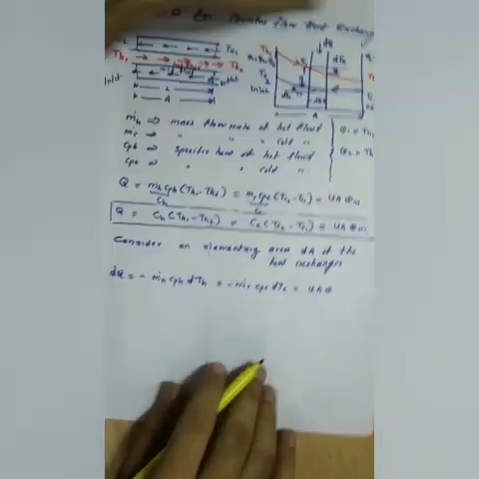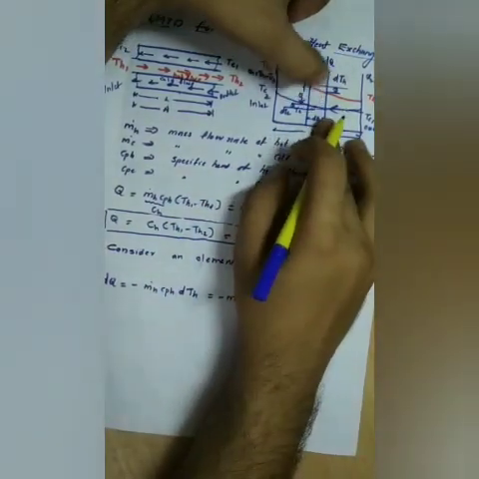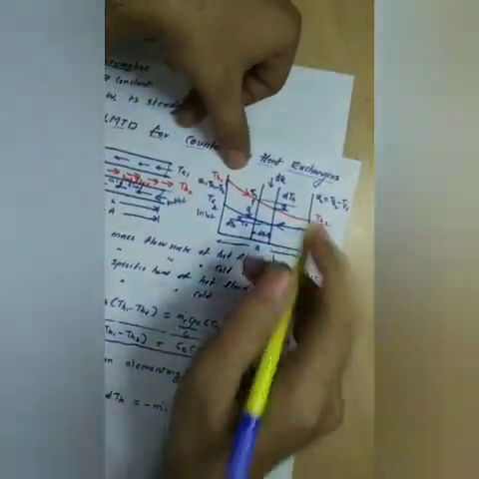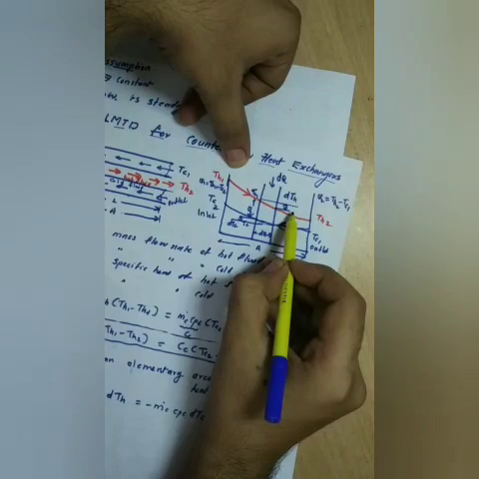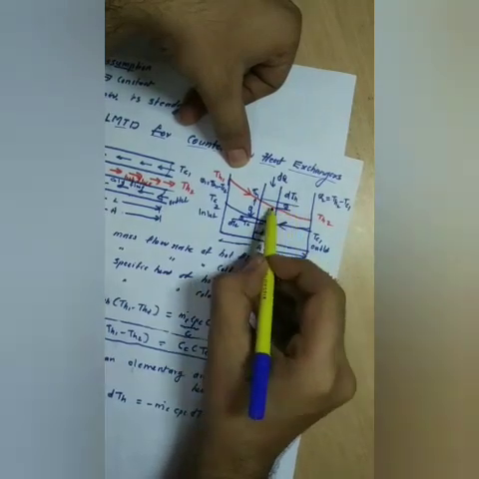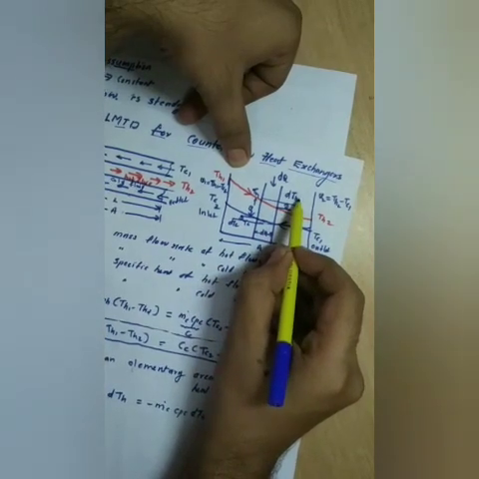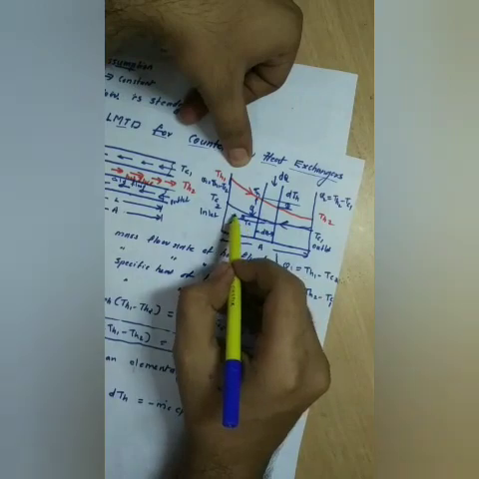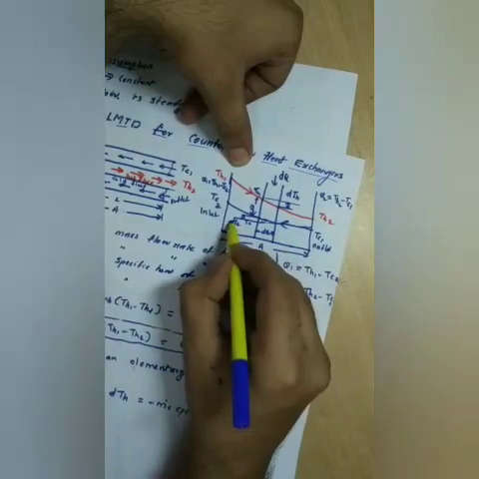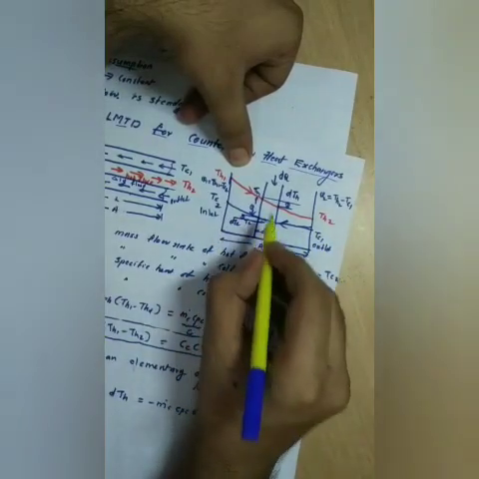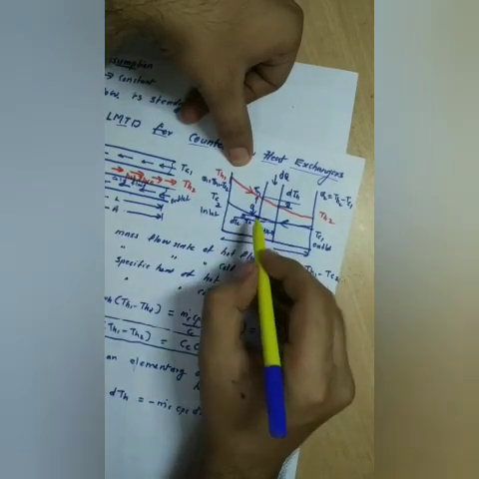Now consider an elementary area dA of this heat exchanger. The temperature difference for this elementary area dA is dTh for hot fluid. You can see the temperature of hot fluid is decreasing, and that small difference is represented as dTh, and the temperature difference of cold fluid is represented as dTc. The temperatures at this point are Th and Tc, and the difference between Th and Tc is represented as theta.